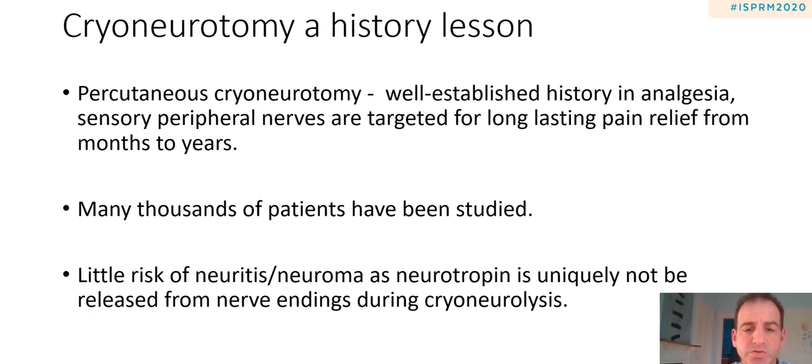So we decided to start looking at this, and we really discovered that thousands of patients have been studied for cryoneurotomy in the pain literature, including headache conditions, thoracotomy pain, and multiple areas of the body, trigeminal neuralgia, etc. And one of the fascinating things about this technique for sensory nerves is you don't get that neuritis or neuroma that's long feared with other nerve procedures such as phenol, because you actually do not disrupt the epineurium and perineurium. You don't cut the nerve ending, so you don't get relief of neurotropin, which is felt to be a cause of pain.